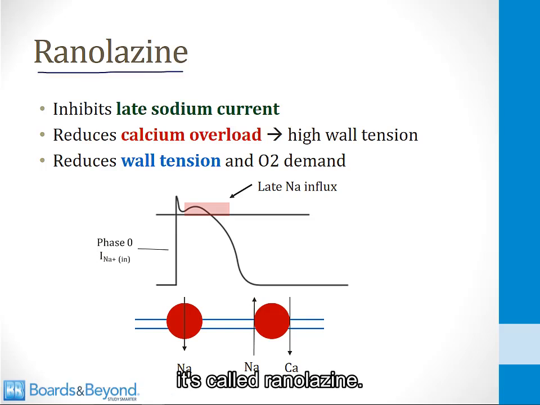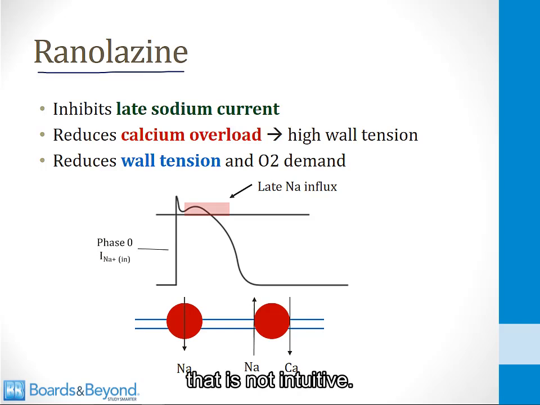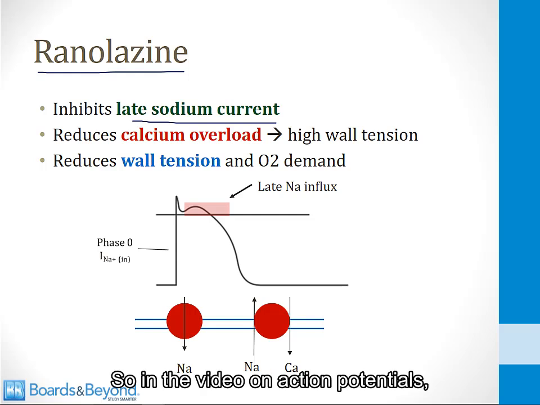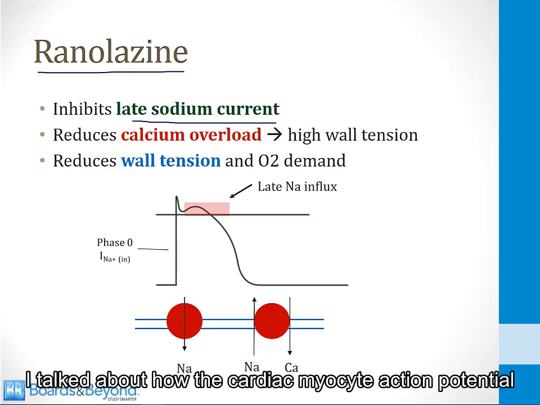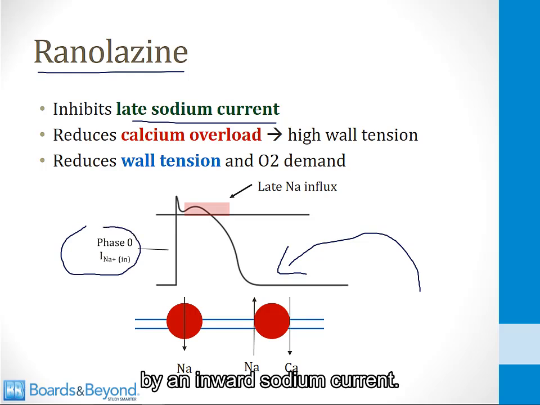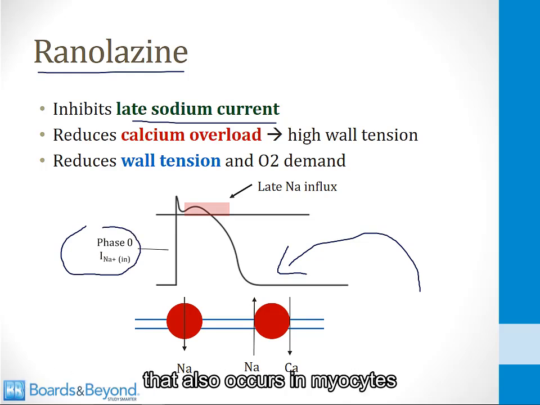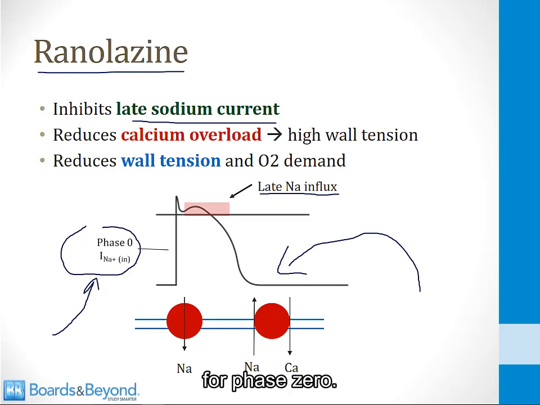And then finally, there's one very new medication that can be used in refractory chronic stable angina. It's called ranolazine. It has a very peculiar mechanism of action that is not intuitive. Ranolazine inhibits something called the late sodium current. So in the video on action potentials, I talk about how the cardiac myocyte action potential looks like this and how phase 0 is caused by an inward sodium current. Well, it turns out there's another smaller sodium current that also occurs in myocytes called the late sodium current. It's different from this one that's responsible for phase 0.